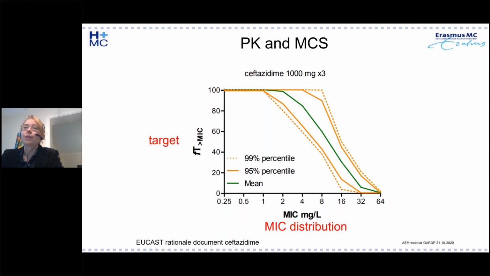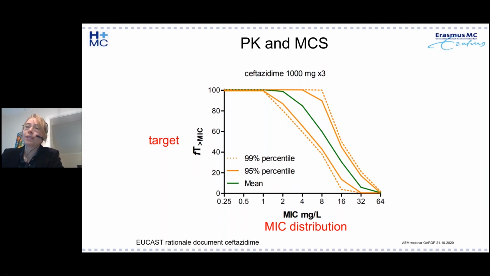So this gives you information, if you look at the green line, of what you could expect for an average patient when given ceftazidime 3 times daily, 1,000 milligrams. If you look at the horizontal axis at an MIC of 0.5, you see that the target of time above MIC of 100% is reached. So you're sure that the mean patient with this dose will reach 100% time above MIC. But when the MICs are going up, you will see less time above MIC can be reached. And in the end, at 64, you cannot reach any time above MIC because it's 0.